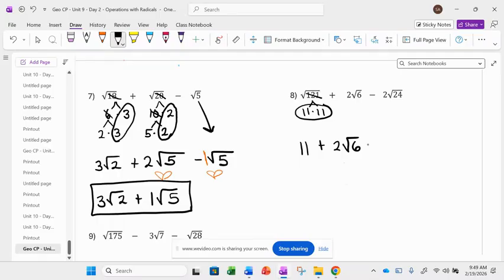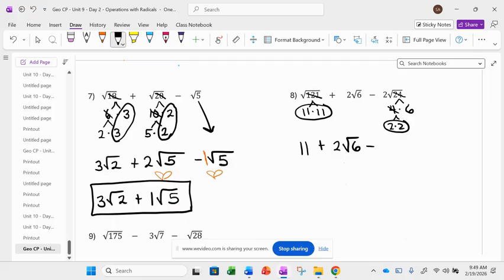Then it brings us down to 2 root 24. Can I get pairs out of 24? Yeah. So let's start breaking that down. Give me any two numbers that multiply to 24. Does not matter which ones. J, 4 and 6 is perfect. Then I'm going to break down the 4 into 2 and 2.